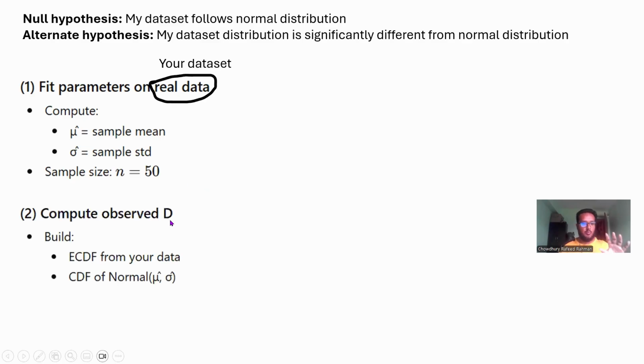The next thing is you compute the observed D. So what you do is you calculate the ECDF, the empirical CDF, from this data. You calculate the CDF of the normal distribution, which has mu and sigma as parameters. You do those two things, and based on those two, you get the distance D, right? Again, this we have talked about in detail in the previous video. Okay, now this is the new part.